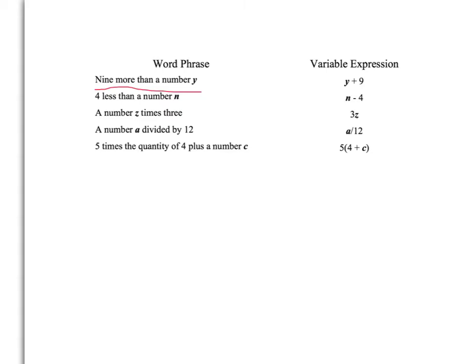A number z times, so it tells you multiplication. For multiplication, I like to use 3z in this case. But there are other ways to write multiplication. You could write 3 times z, or you could write 3 parentheses z. And division can also be written different ways. Most of you are familiar with writing the division symbol. So here I have a divided by 12. I could write it just like that using the division symbol, but I prefer to always write it as a fraction, a over 12.